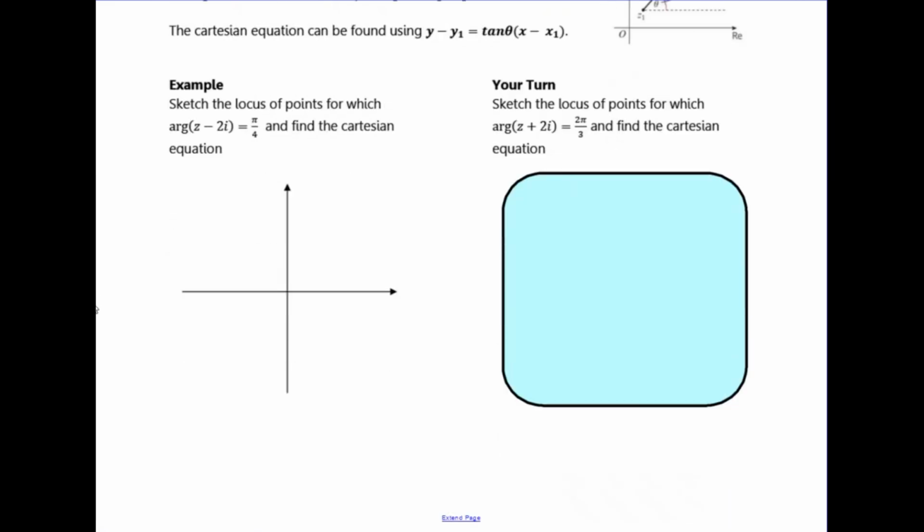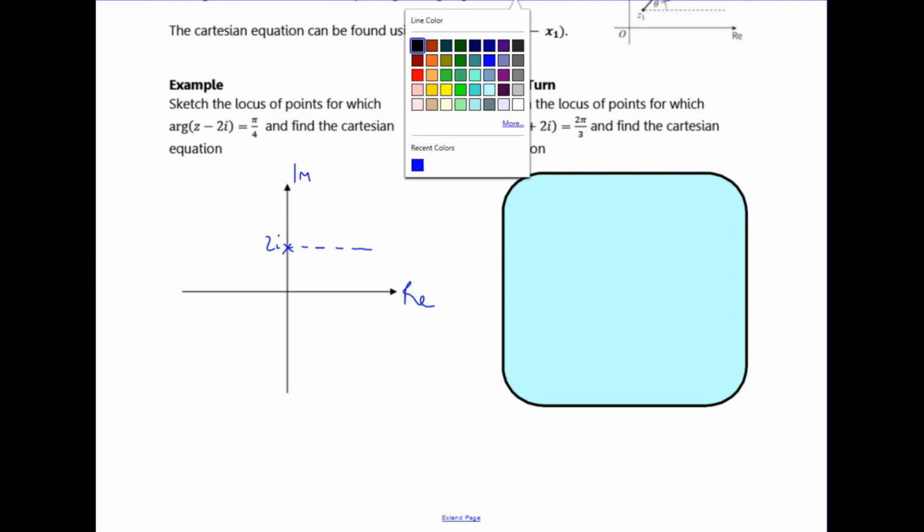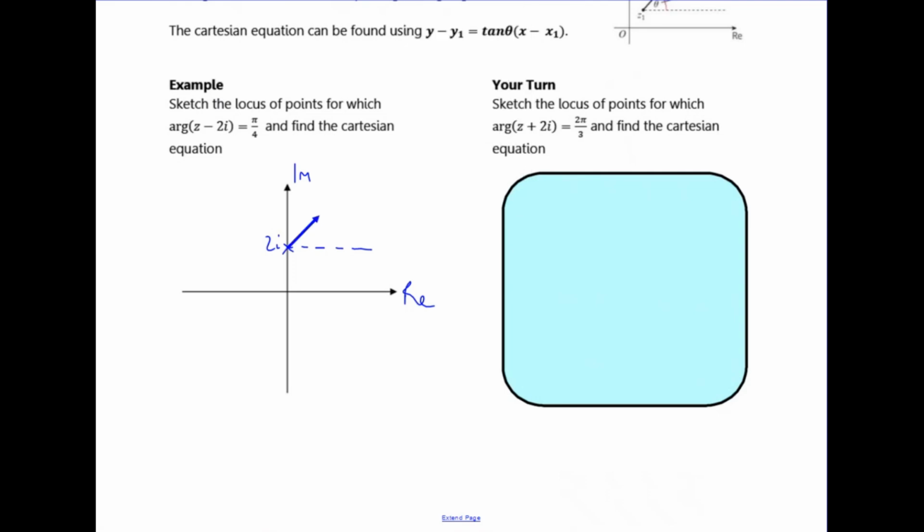So for this first one, sketch the locus of points which arg(z - 2i) equals pi/4. We don't need to do anything with this one because it is arg z minus a complex number. So that means that it starts at 2i, not -2i. So it starts at 2i on the imaginary axis. The pi/4 we measure from the positive horizontal. Pi/4 is 45, so it goes something like this. Half line, it doesn't go through the 2i. Have a go at the u-try, and I'll pop the answer up in a sec.